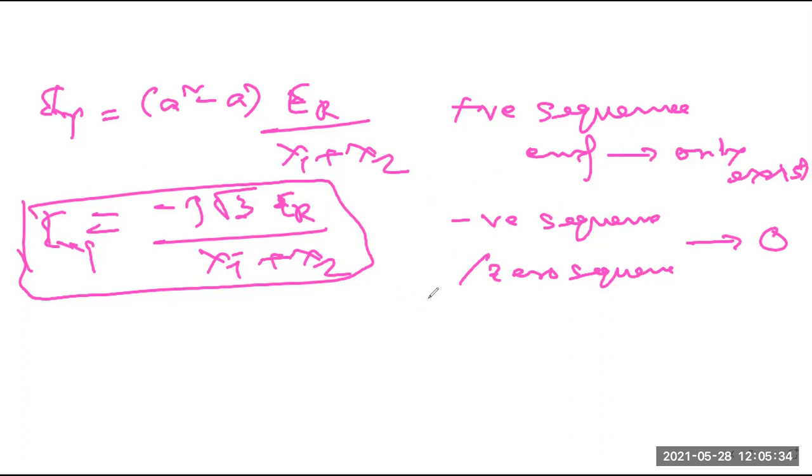So for the R phase, if we consider, E0 will be equal to 0, E2 will be equal to 0, and E1 will be equal to ER. Yes or no? Clear or not?